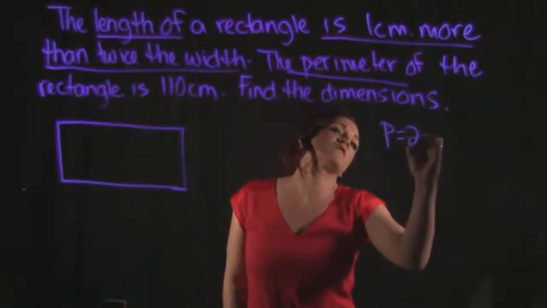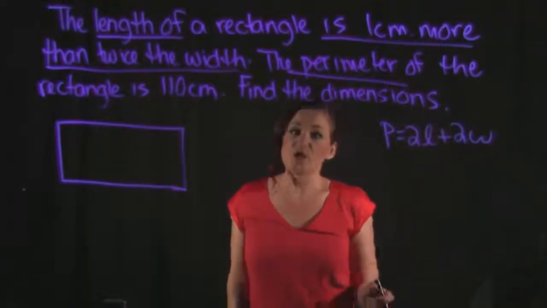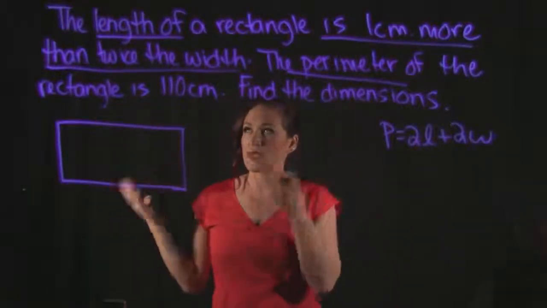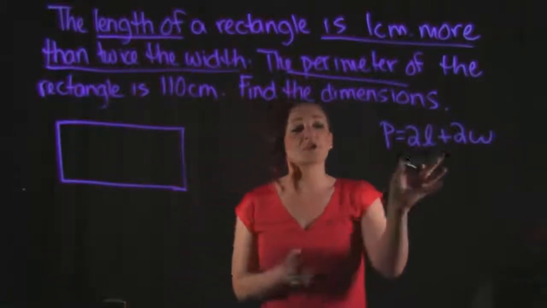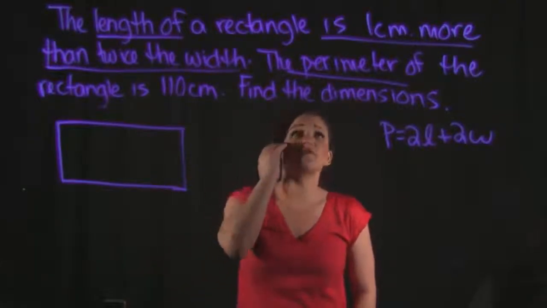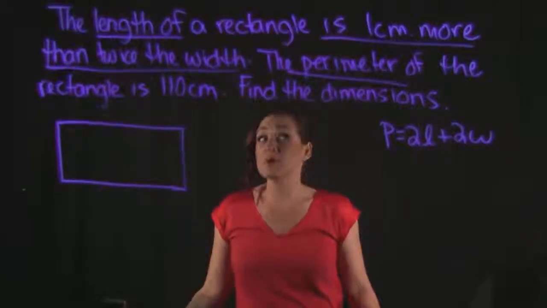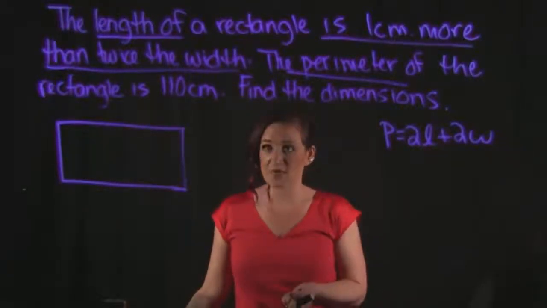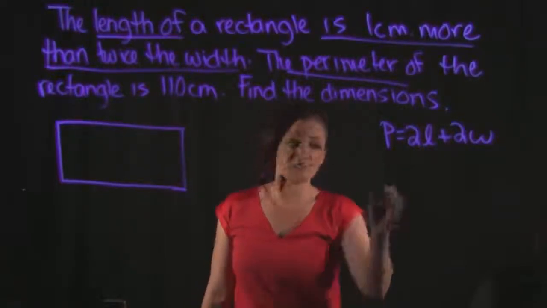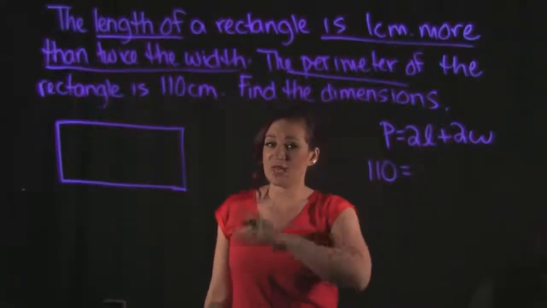The formula for perimeter of a rectangle is perimeter is equal to twice the length plus twice the width. So what we want to do is read through our problem once again, and pick out as much information as we possibly can in order to plug into our formula so that we can hopefully solve it. So let's read through this again. The length of a rectangle is 1 centimeter more than twice the width. The perimeter is 110 centimeters. So it gives us the perimeter for this rectangle. The perimeter is 110, so we already know the perimeter. What we need is the dimensions. We need the length and the width.